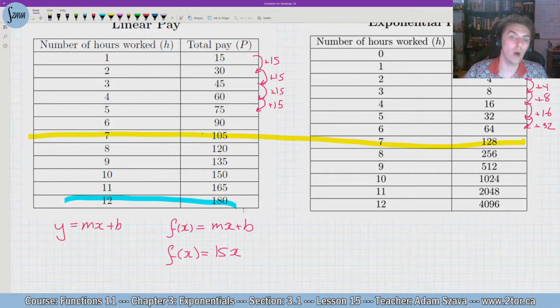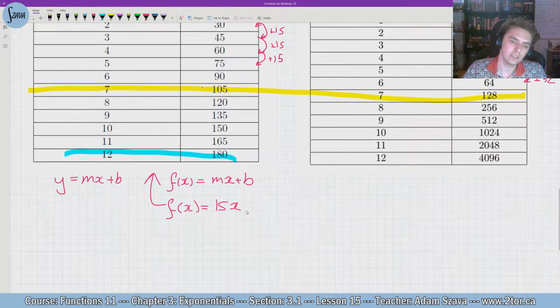And b is our y-intercept. How much do we get paid for 0 hours of work? We get paid $0, right? So b is 0. So 15x. That is our linear pay. f of x equals 15x. In fact, I'm going to make a little bit of a notation change here. Now, this function is the same as p of n equals 15n.